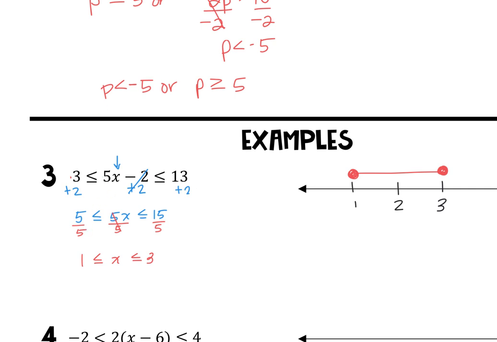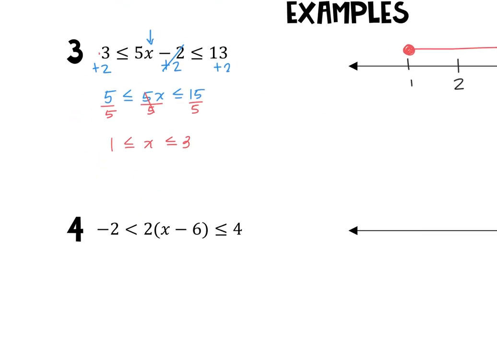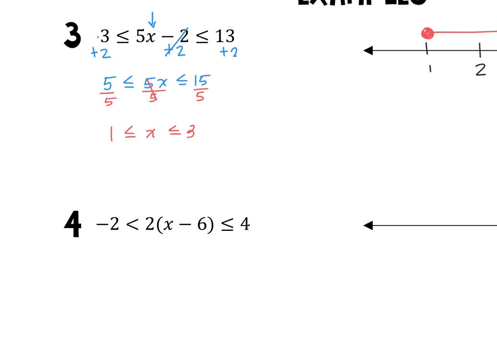All right, one more practice of the and then we're done. So we've got negative 2 is less than 2 times x minus 6, which is less than or equal to 4. So there's actually two different things you could do first here. What do you all want to do first?